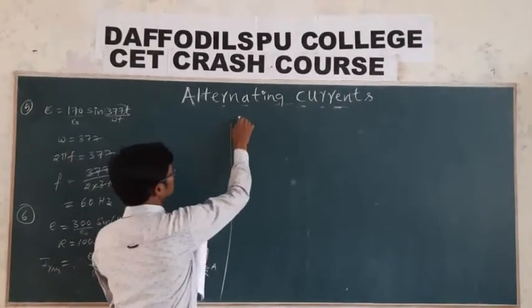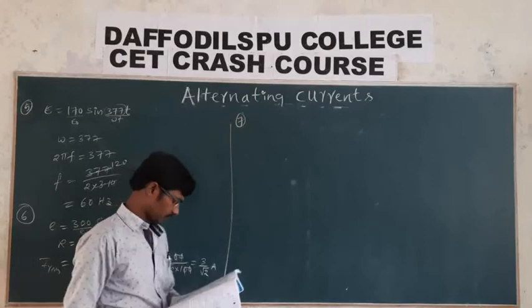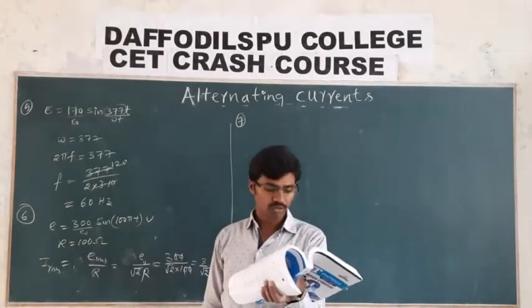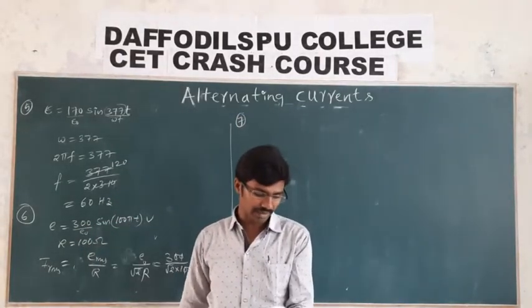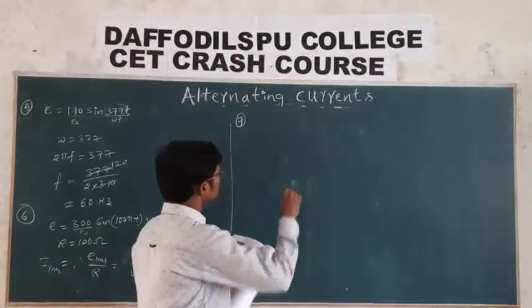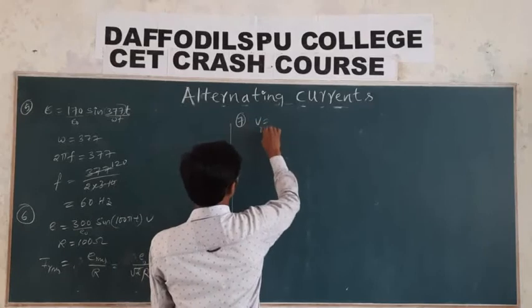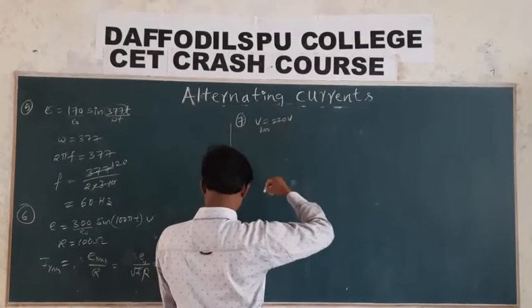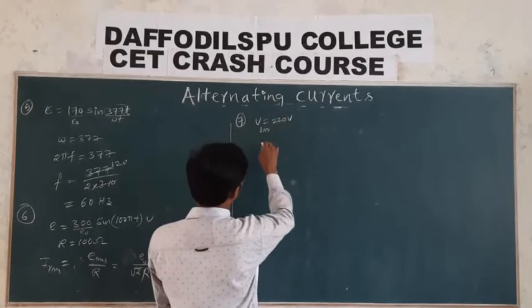Let us see the seventh one. A 220 volt, 50 Hz AC is applied to a resistor. The instantaneous value of voltage. So V_RMS is given as 220 volt and frequency is given as 50 Hz.